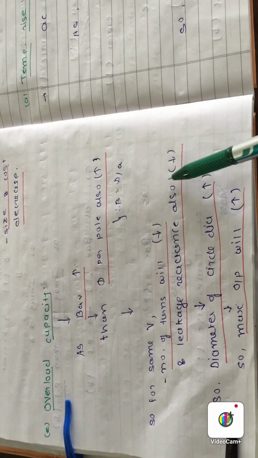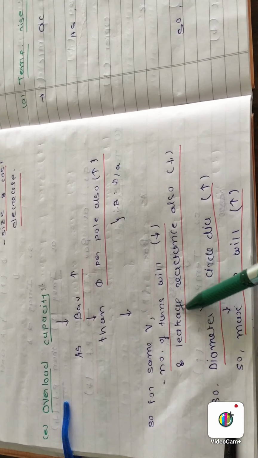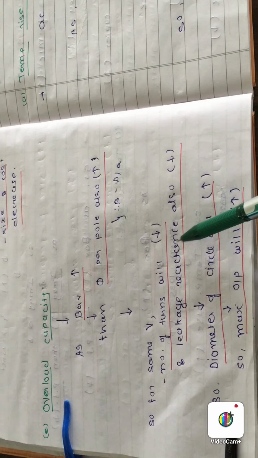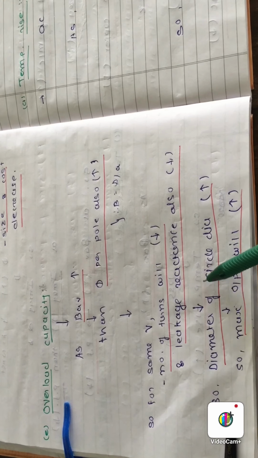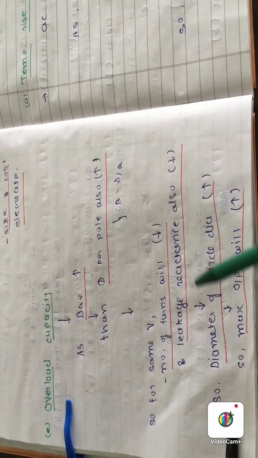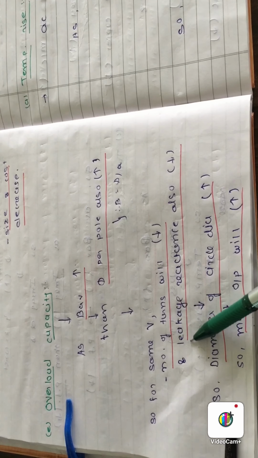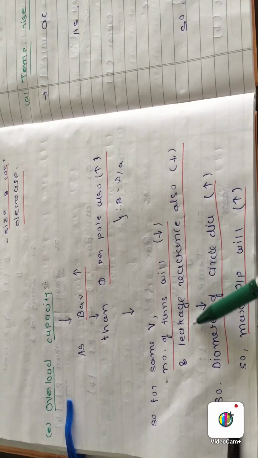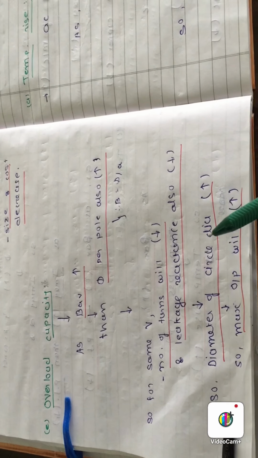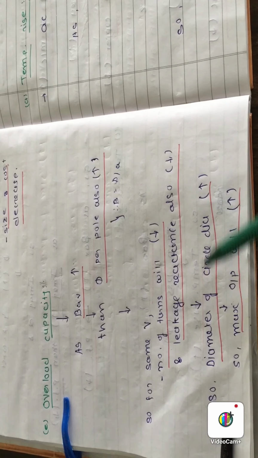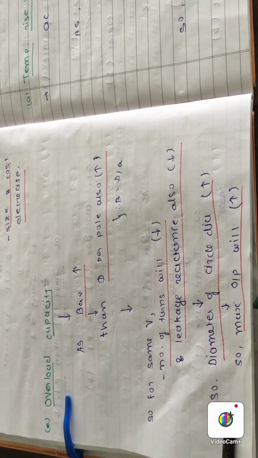Okay, due to the reduction in leakage reactance, the diameter of the circle diagram will increase. Due to the decrement in leakage reactance, the diameter of the circle diagram will increase. So due to the increment in circle diagram diameter, maximum output power will increase.